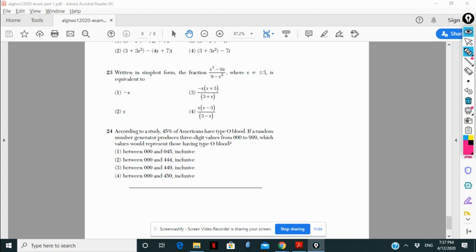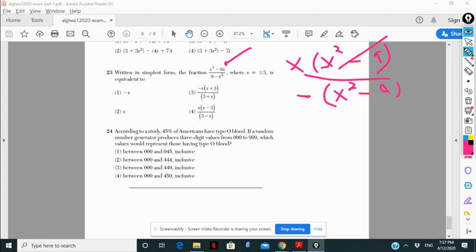Question number 23, the simplest fraction. So here I'm going to take the x like a common factor. I have x squared minus 9. I'm here taking the negative like a common factor. It's x squared minus 9. So I can cross this out, giving me negative x. So the answer is 1.